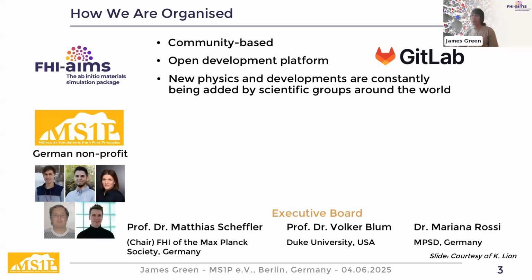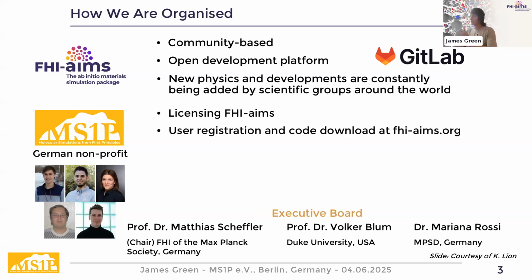And then how MS1P fits in with this. We are a German nonprofit society with 5 employees plus an executive board. We're essentially here to support this FHI-aims community and the code. We're responsible for licensing FHI-aims both to academia and to industry. Once you have a license, you can register on the GitLab and have full access to the source code plus wiki pages and issues and things like this.